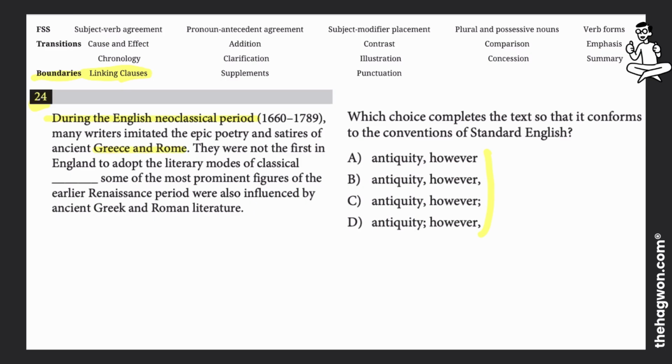This is one idea. Our second idea continues with they were not the first in England to adopt the literary modes of classical antiquity. Third idea, with some of the most prominent figures of the early Renaissance period were also influenced by ancient Greek and Roman literature. So our job is to identify where this however belongs. However either belongs to our green or the orange.